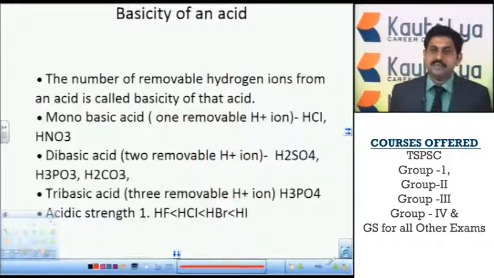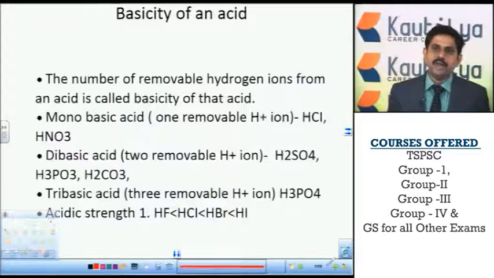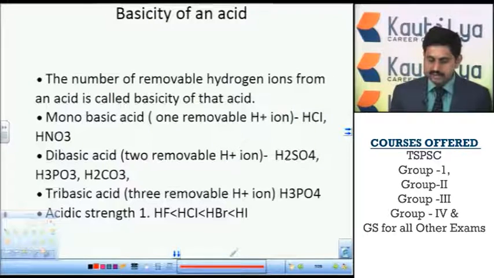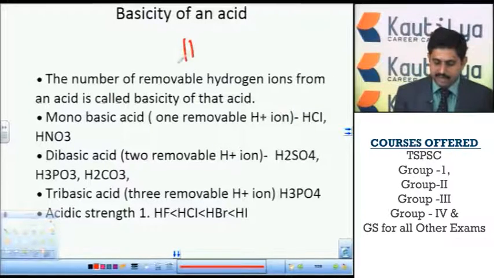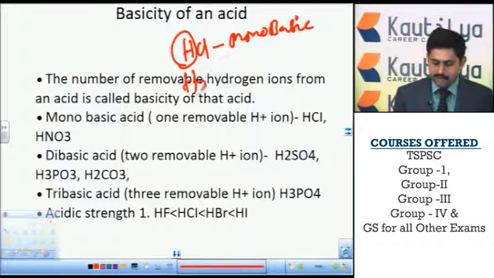Next, basicity of acid. What is basicity? The number of replaceable H plus ions present in an acid is called basicity. For example, HCl. How many replaceable H plus ions are there? Only one. So the basicity of this acid is 1. This is called a monobasic acid.